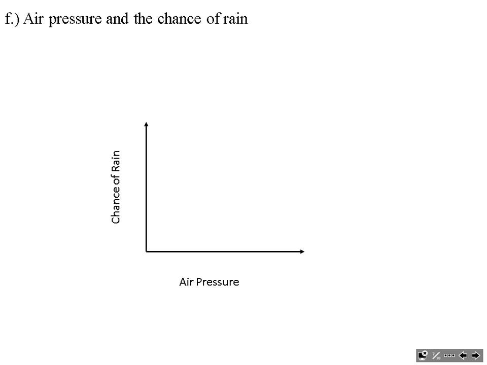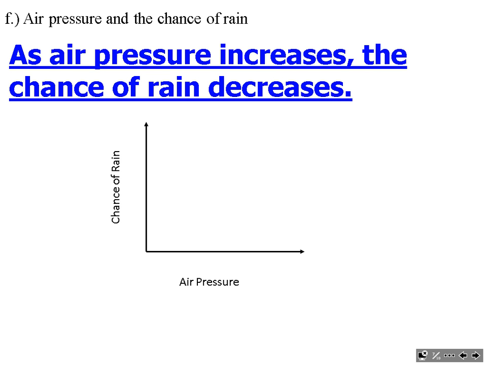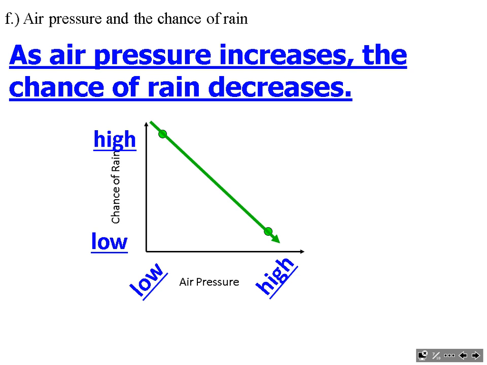Our sixth relationship is between air pressure and the chance of rain. As air pressure increases, the chance of rain decreases. So as we move to a high pressure situation, we're not going to have a great chance for rain. It's the low pressure, where the air is rising and condensing to form clouds, that we're going to have the greater chance of rain. So our air pressures are low and high, and the chance of rain is low and high. So low pressure has a higher chance of rain, while high pressure has a lower chance of rain.